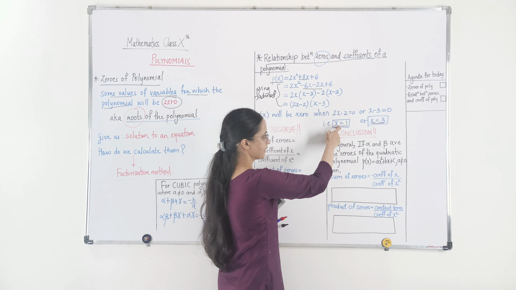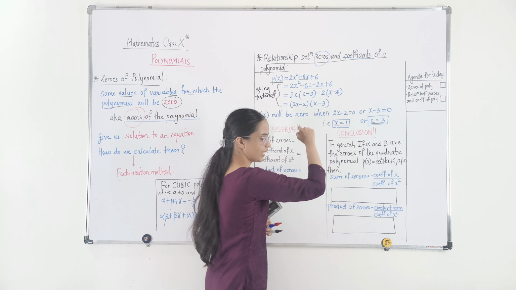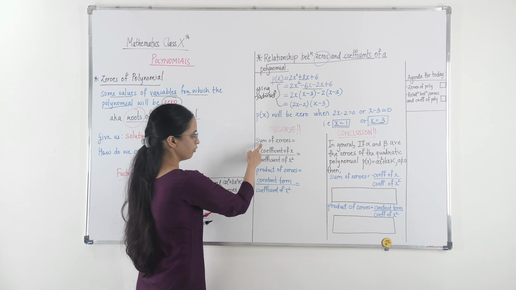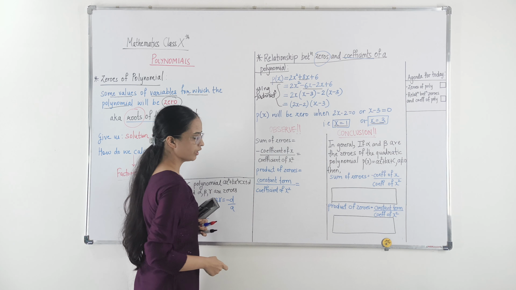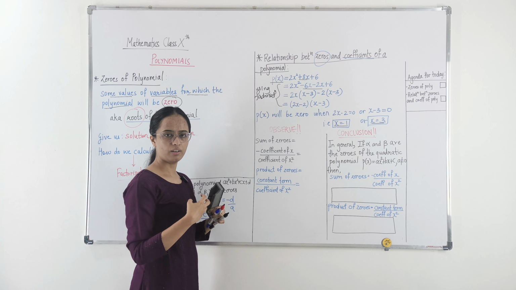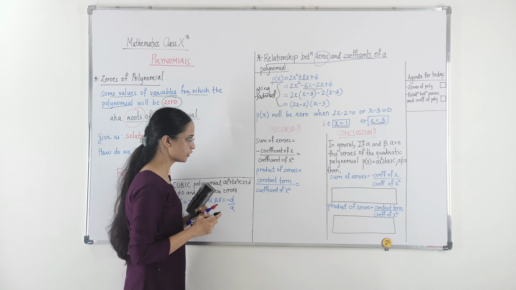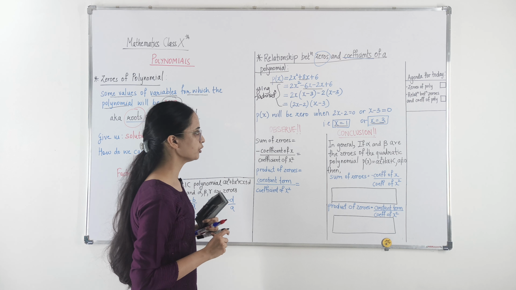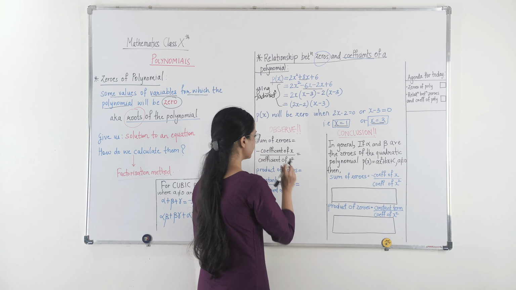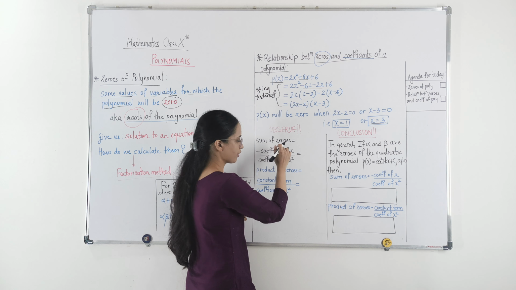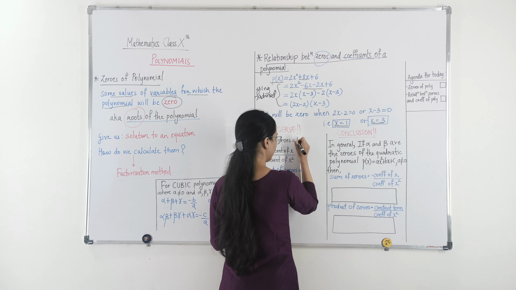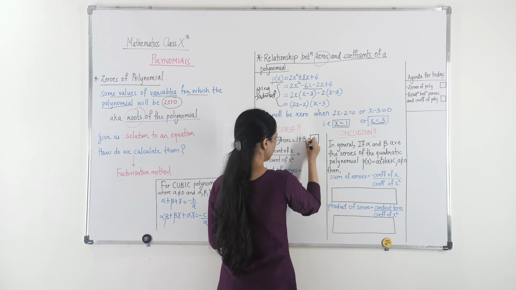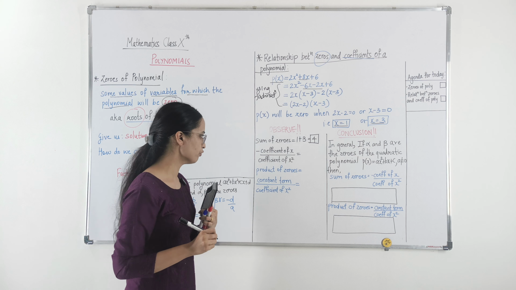As I've told you, x equals 1 and x equals 3 are the zeros of the given polynomial. Now we are going to do certain calculations. I would want you all to calculate the zeros of the polynomial. When I take the sum of the zeros of the given polynomial, it is 1 plus 3, and that is equal to 4. So the sum of zeros in this case is equal to 4.